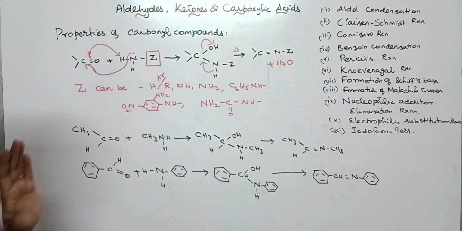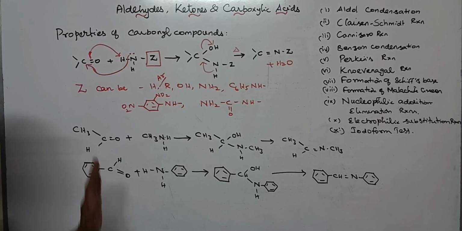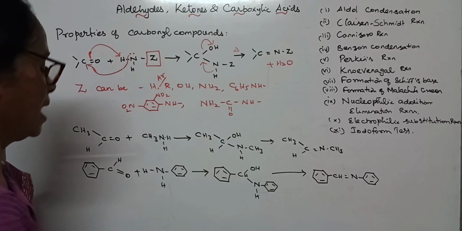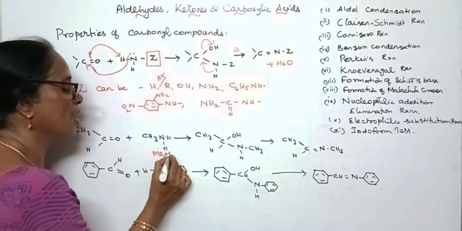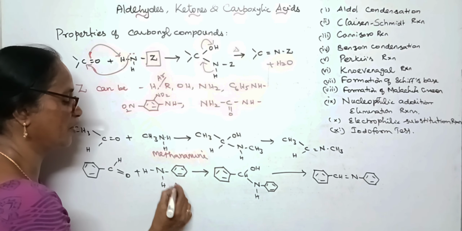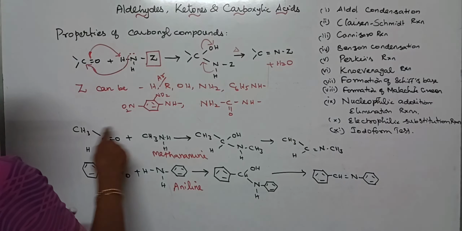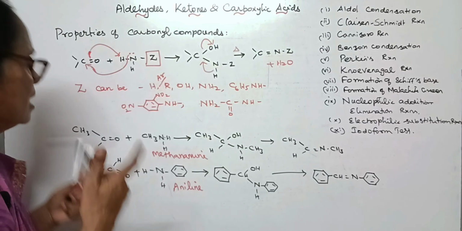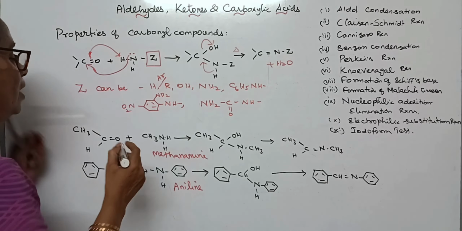So let us take one example with acetaldehyde as well as benzaldehyde. When they react with a primary amine, it is called methanamine, and the other one is called aniline. C6H5NH2 is called aniline. So when acetaldehyde reacts with methanamine, similar to how we have discussed over here, the same way we have to discuss.